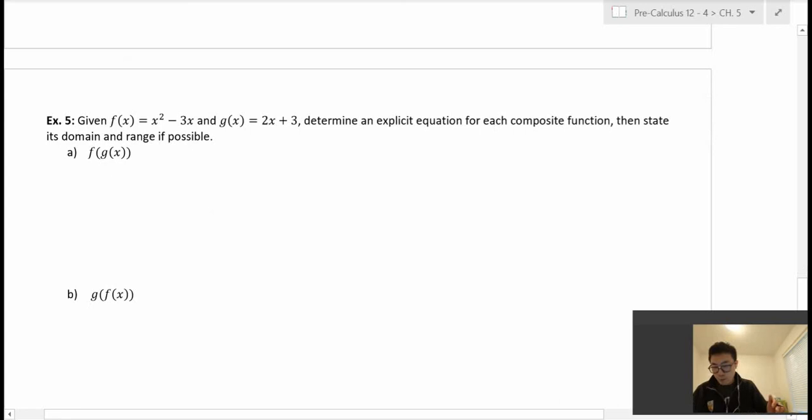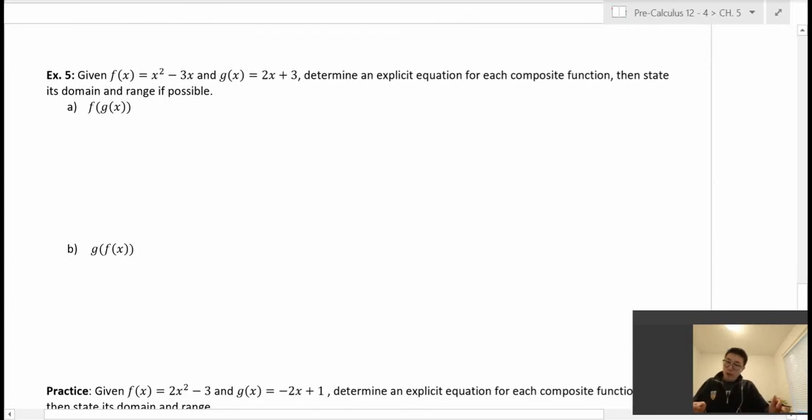All right, example number 5. Given that f of x is x squared minus 3x and g of x is 2x plus 3, we want to figure out the explicit equation for each composite function and then state its domain and range, if possible. So, part A, basically this is what we did in example 1, but now we also want to figure out the domain and range, right?